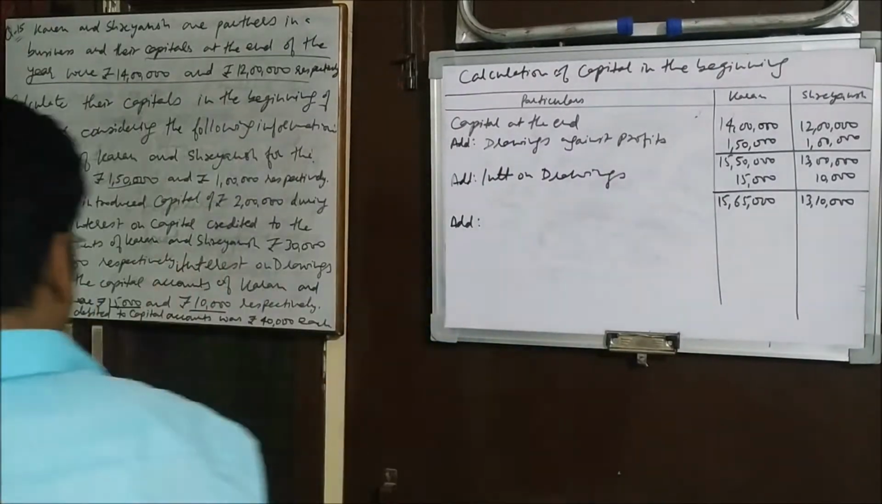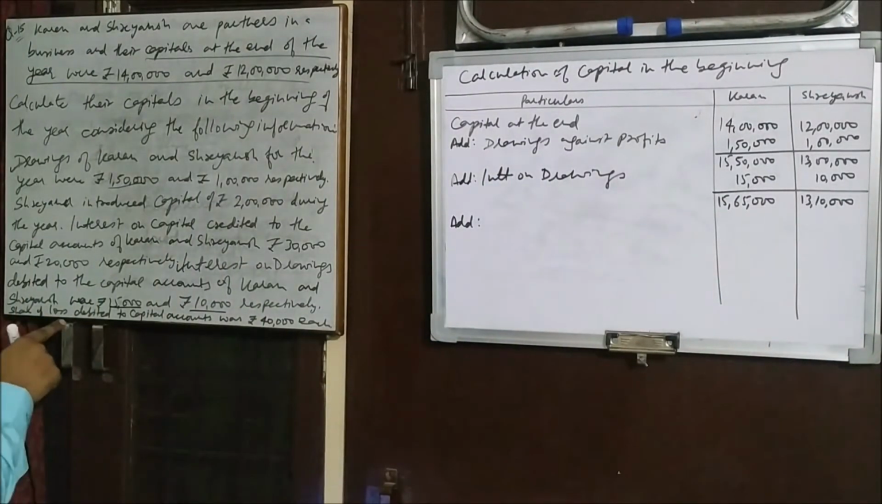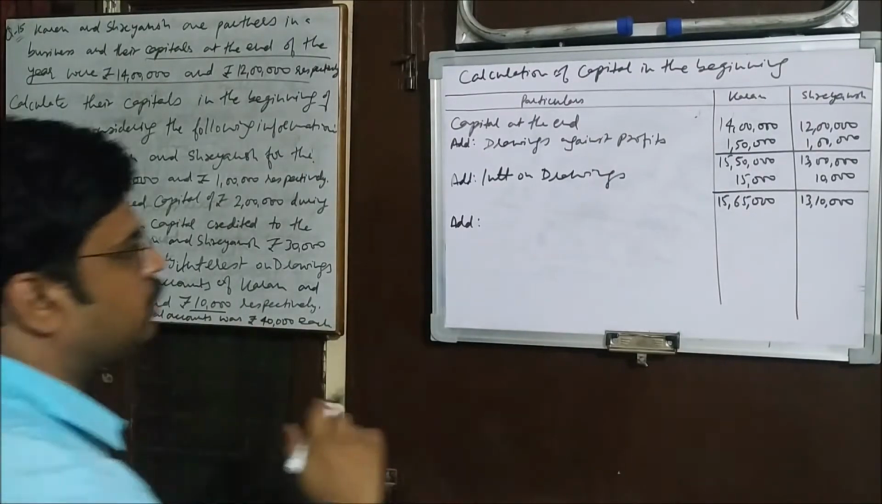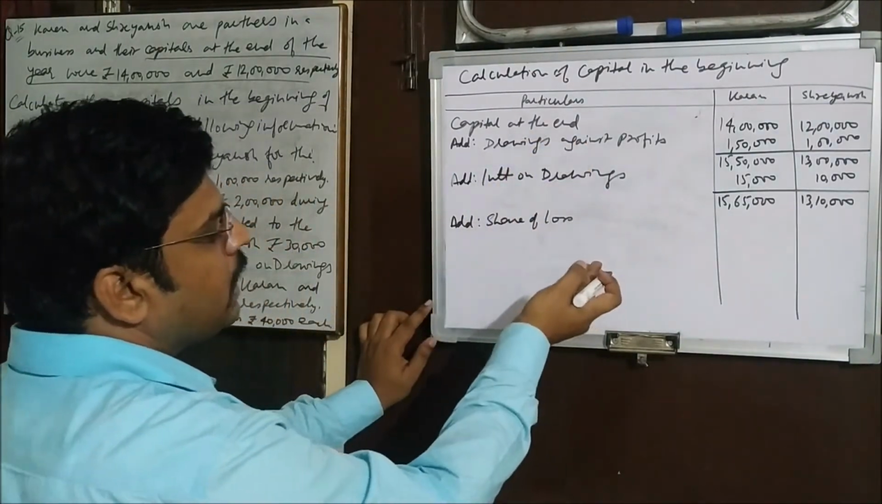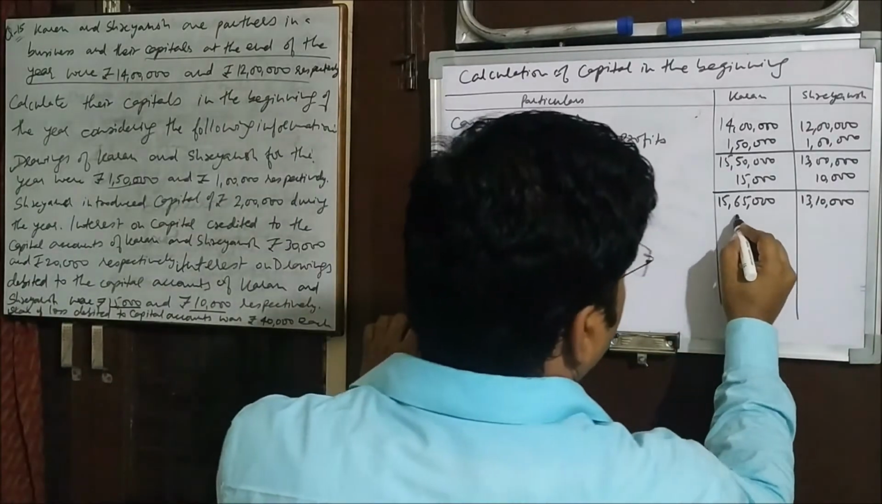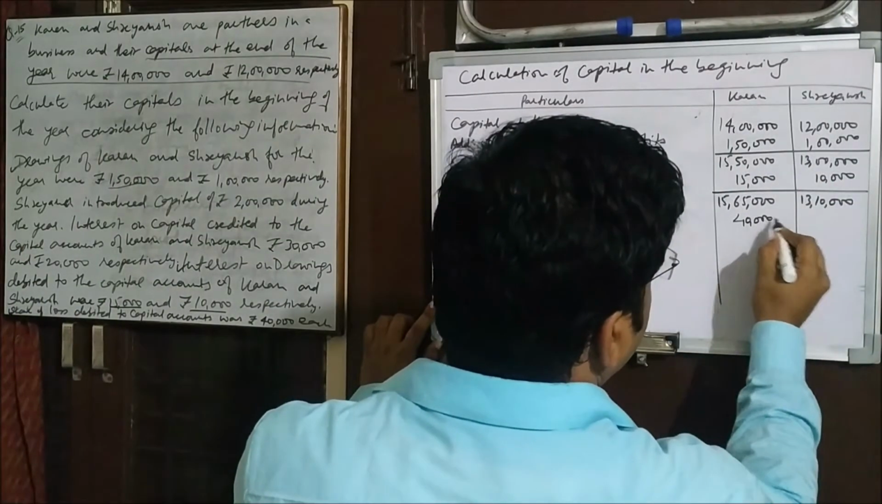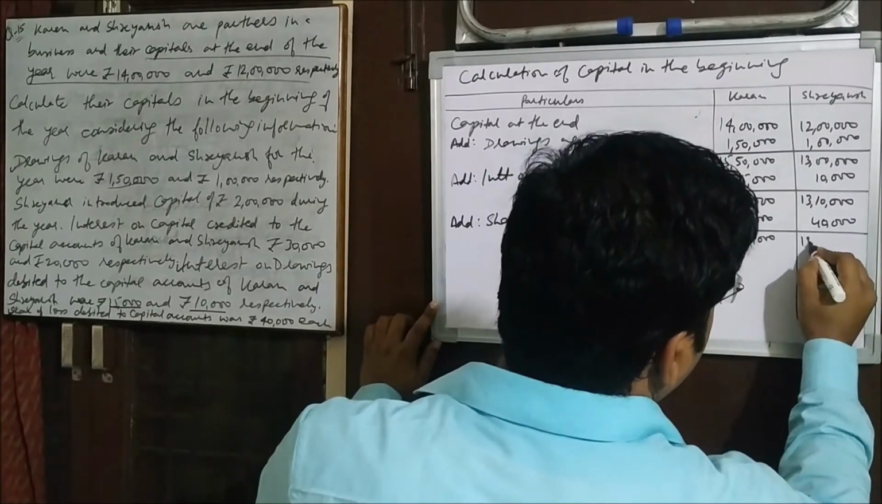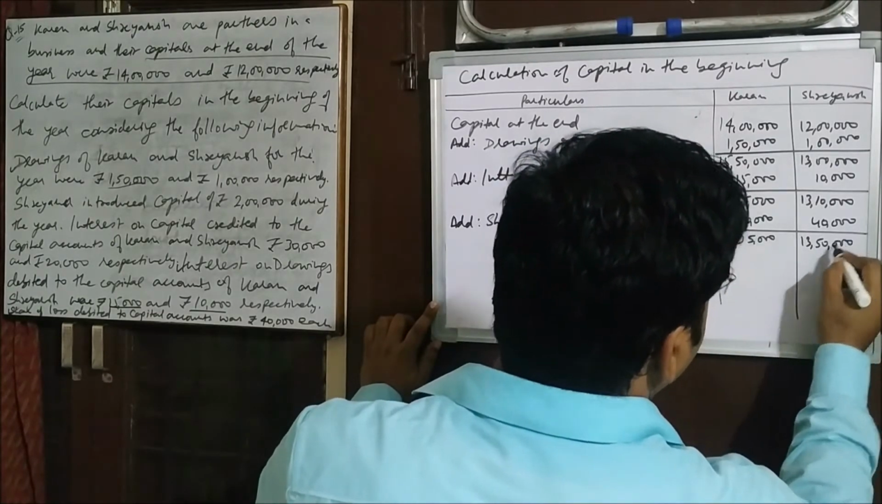Any other item to be added? Yes. Share of loss debited to capital account was rupees 40,000 each. You can see in the format these three items were to be added. So 40,000 each. So that becomes 16,05,000 and that is 13,50,000.